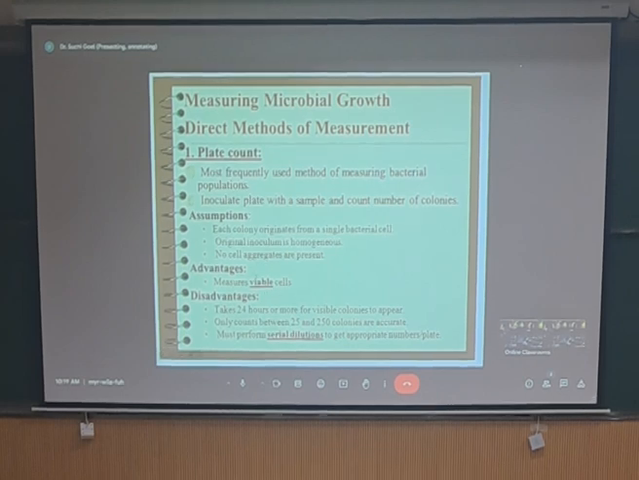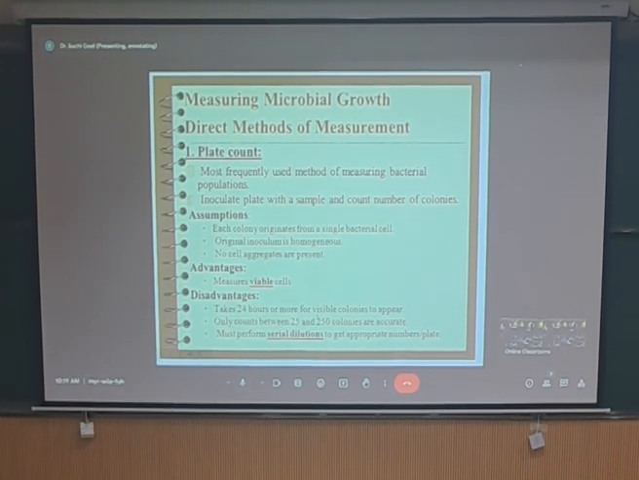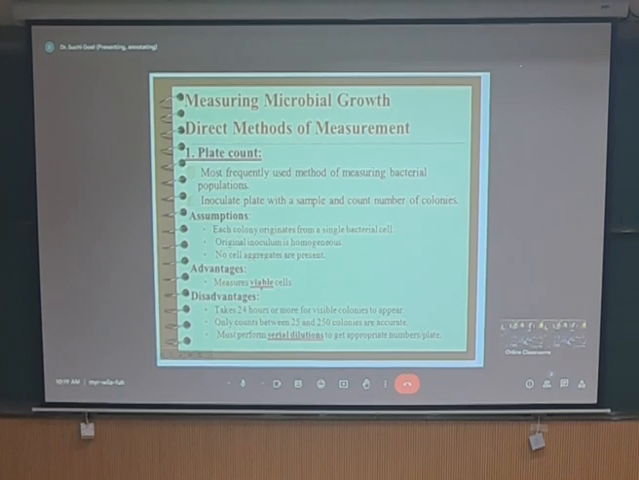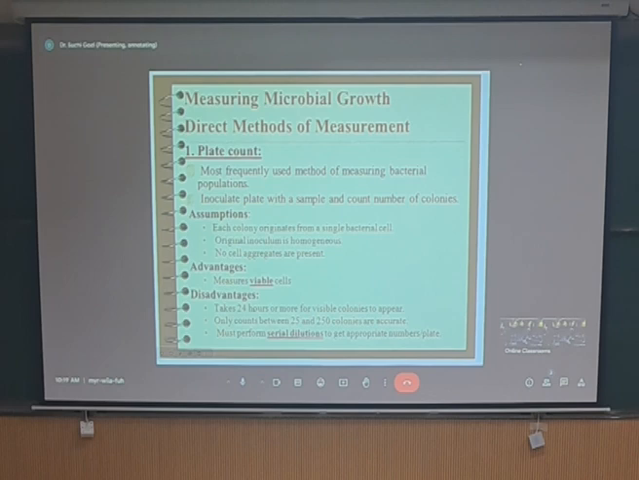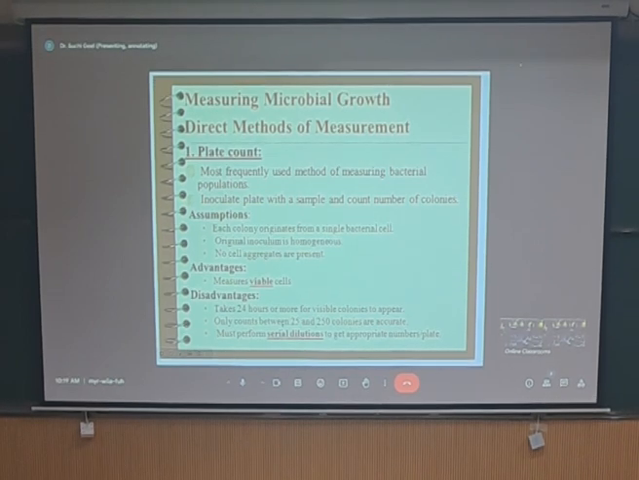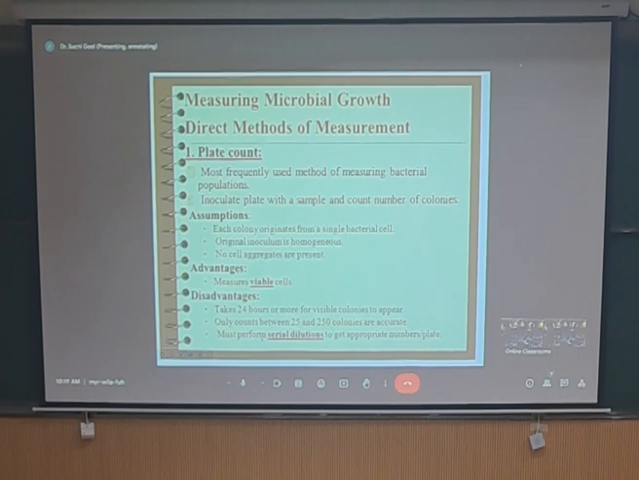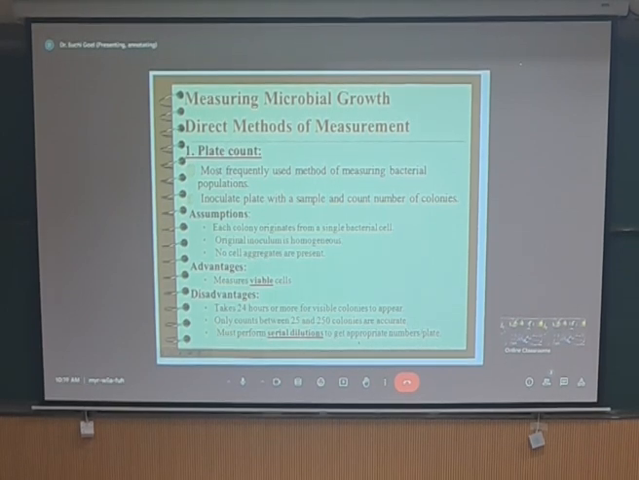Now what will happen is I will measure only viable cells here. Dead bacteria will not be able to grow on the plate, so I will not be able to measure them. A disadvantage is that it normally takes 24 hours for the colonies to appear, and if I have fewer than 25 colonies, it's not good. If I have too many colonies, it's also not good. So you should perform serial dilution.